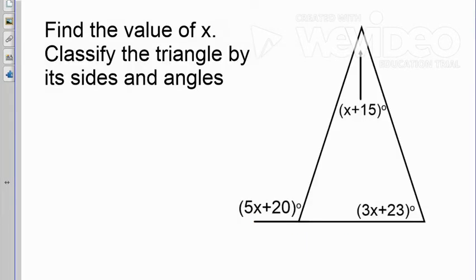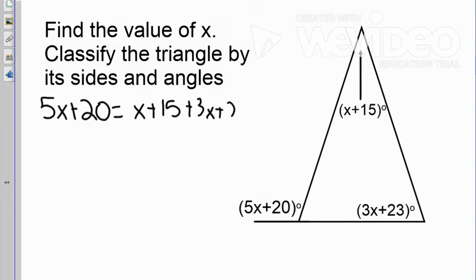So it says find the value of x, and classify the triangle by its sides and angles. So we're going to classify it two ways this time. Now, we're only given two of the interior angles, but they are actually the non-adjacent angles to that exterior angle, okay? So we have 5x plus 20. Based on the exterior angle theorem, we can state that 5x plus 20 is equal to x plus 15 plus 3x plus 23.